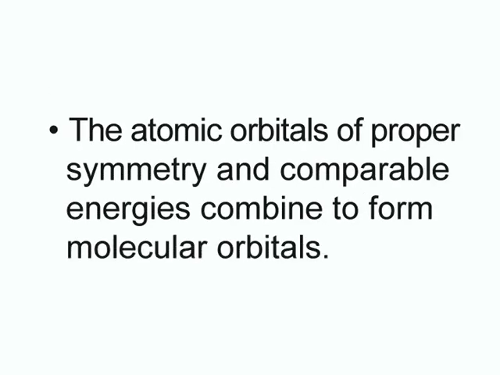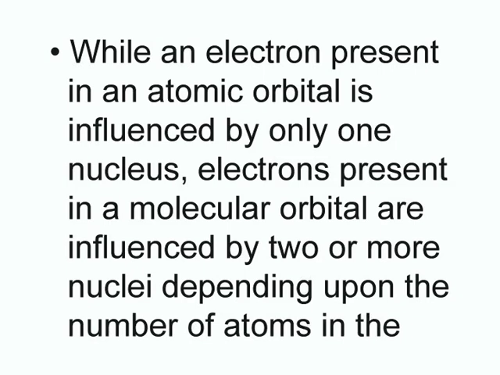The atomic orbitals of proper symmetry and comparable energies combine to form molecular orbitals. While an electron present in an atomic orbital is influenced by only one nucleus, electrons present in a molecular orbital are influenced by two or more nuclei depending upon the number of atoms in the molecule. Therefore, an atomic orbital is monocentric, while a molecular orbital is polycentric.